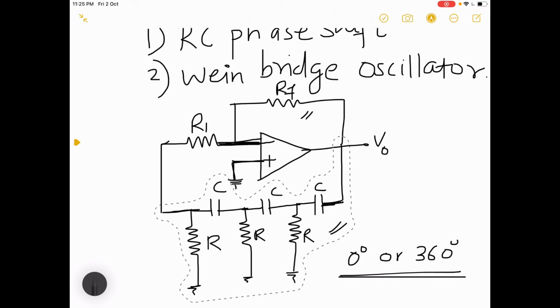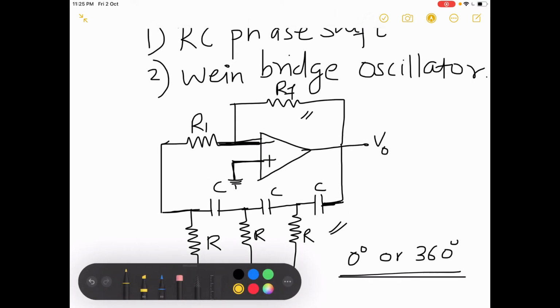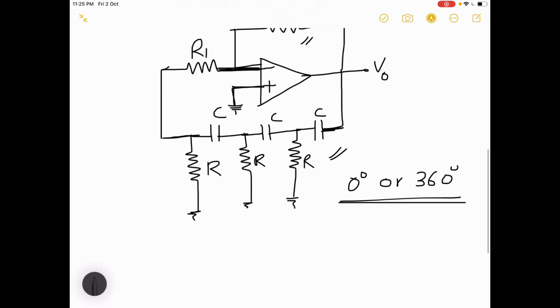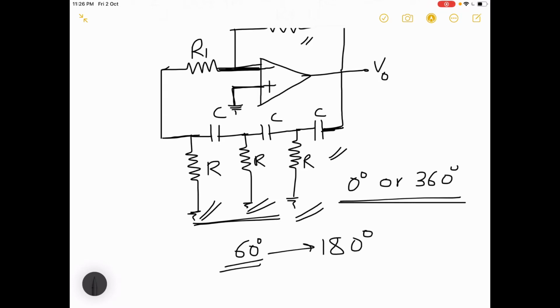Here the inverting configuration is used and three RC combinations are used, right. This arrangement is why it is called an RC phase shift oscillator. As I told you, the inverting amplifier causes 180 degree phase shift, and the purpose of the cascaded RC sections is to introduce another 180 degree phase shift. Each RC combination gives you 60 degree phase shift. So, in total it will provide you 180 degree phase shift around the loop.